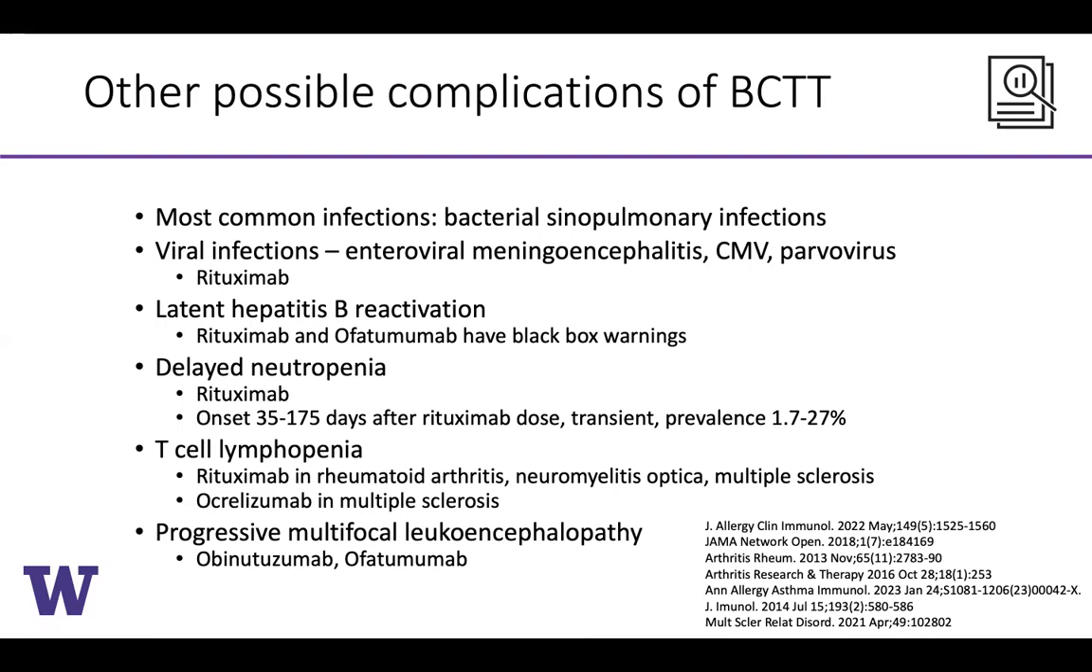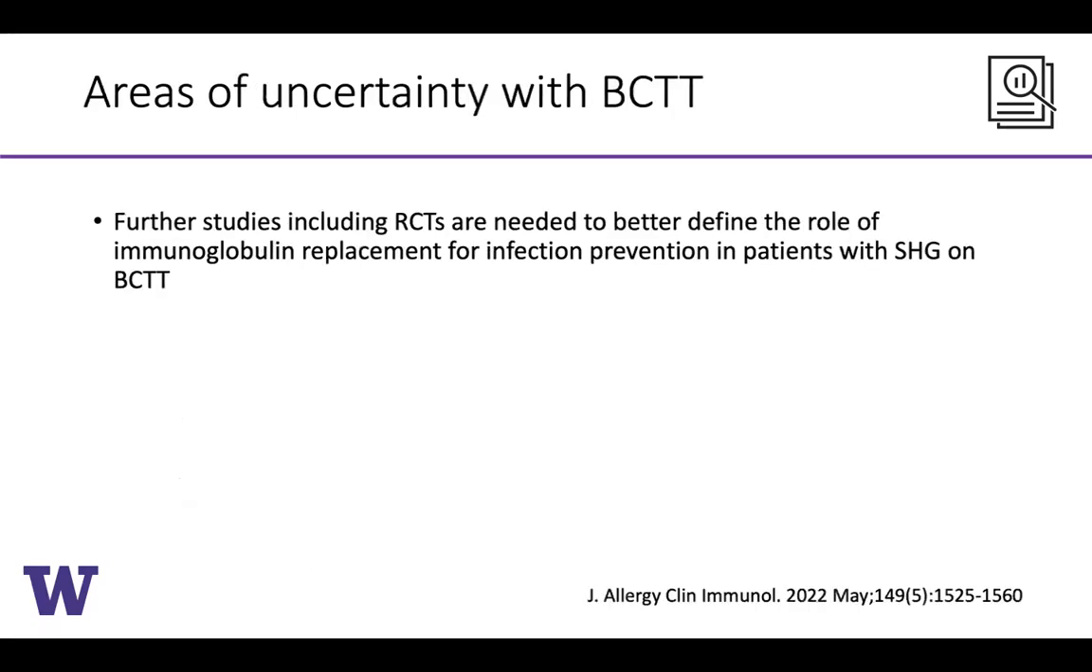published about T-cell lymphopenia, with the use of rituximab and ocrelizumab. Again, that seems to be less common, or at the very least less defined. And then also progressive multifocal leukoencephalopathy is another potential complication. The most recent review highlights that further studies, including RCTs, are needed to better define the role of immunoglobulin replacement for infection prevention in these patients, just owing to the great variety of what happens depending on the condition they have.